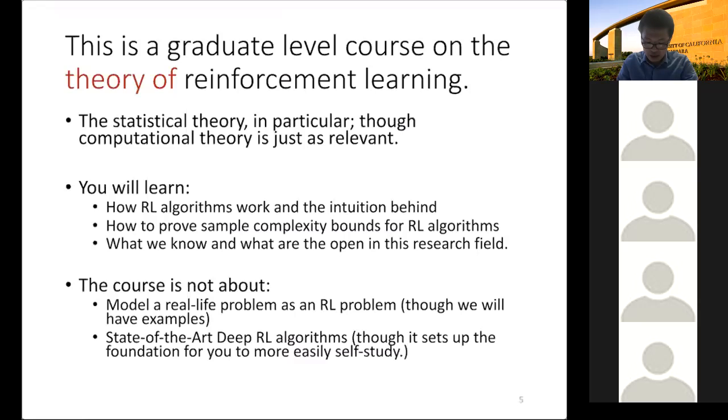Okay, yeah. So the purpose of this course is to prepare graduate level students in starting research in reinforcement learning. So after taking this course, you should be able to know what is known theoretically and what is still open, and what are some good open problems that you can start to work on in order to make scientific contributions. Okay, so that's a basic flavor of this course.